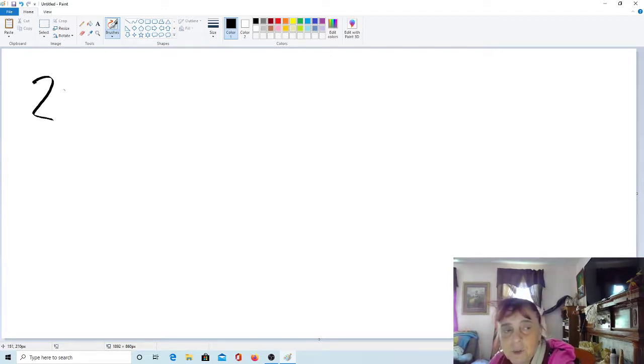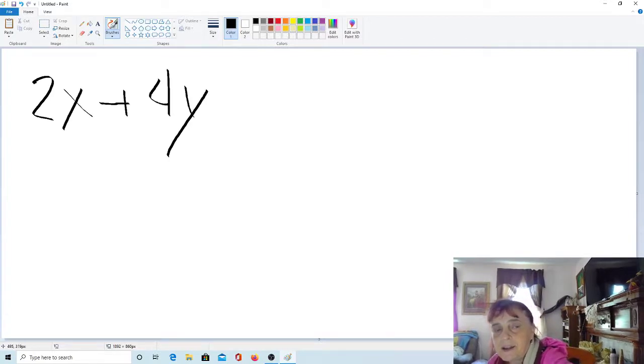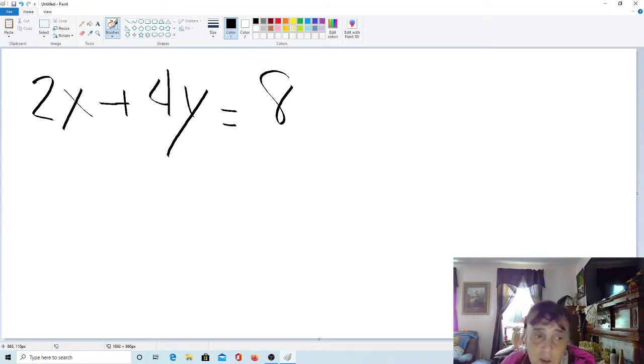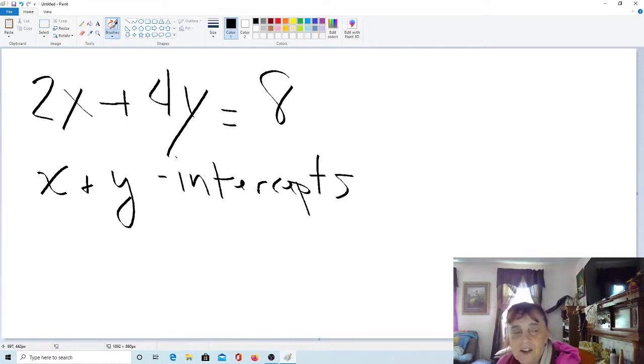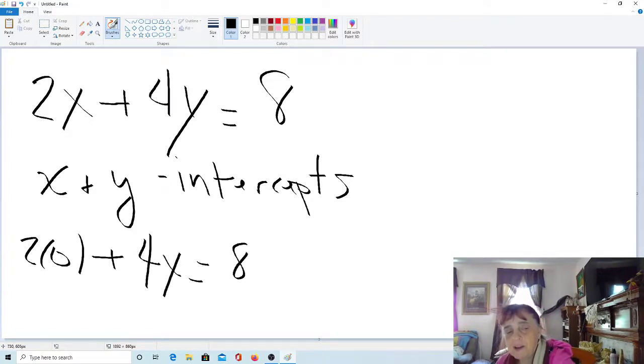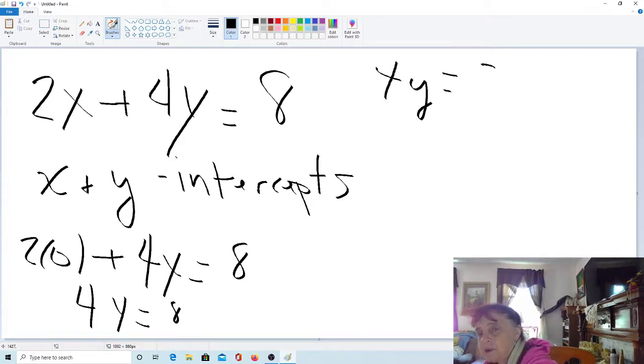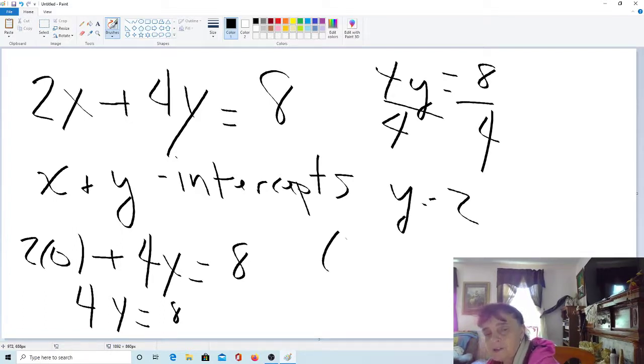Okay, so let's say you have 2x plus 4y equals 8, and we want to do this with x and y intercepts. Okay, so 2 times 0 plus 4y is 8. 2 times 0 is 0, so 4y is 8. If 4y is 8, divide both sides by 4, y equals 2. So you have (0, 2).